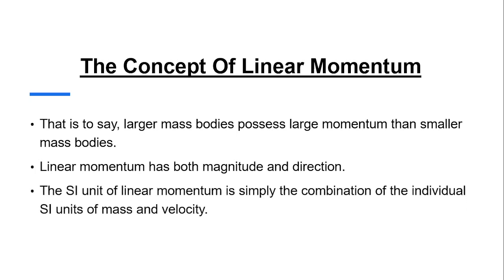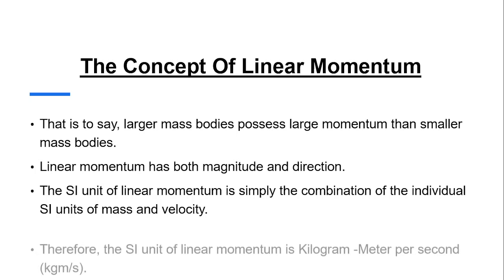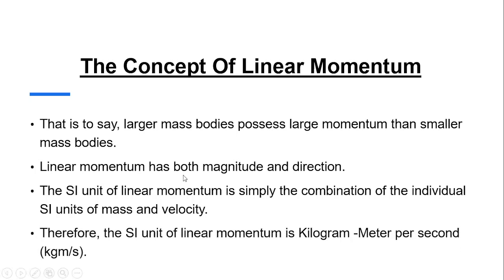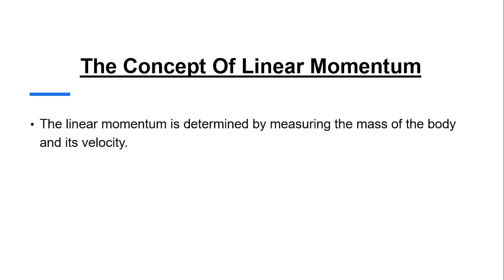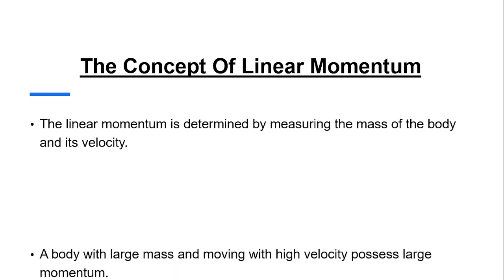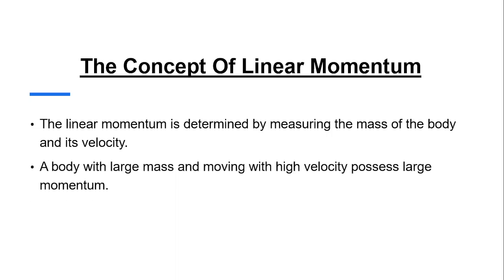The SI unit of linear momentum is simply the combination of the individual SI units of mass and velocity, that is kilogram meter per second. Therefore, the SI unit of linear momentum is kilogram meter per second, as you can see. The linear momentum is determined by measuring the mass of the body and its velocity. A body with a larger mass and moving with higher velocity possesses larger momentum.